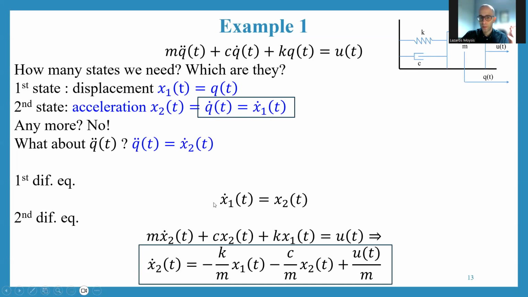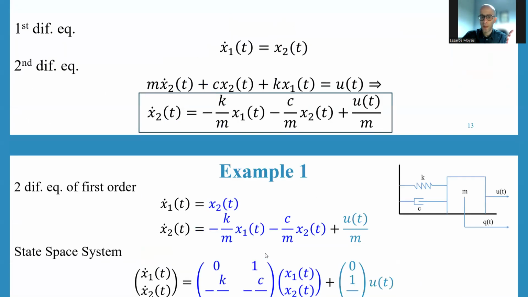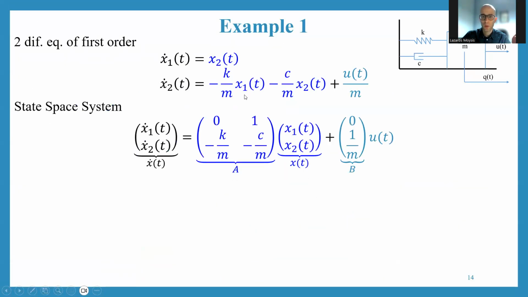This is the first one, x1 dot equals x2. And the second differential equation is this one. U remains the same. Q becomes x1, Q dot becomes x2, and Q double dot becomes x2 dot. Okay. So I only need to write these two differential equations in matrix form. Again, this is what I do here. So these are the two differential equations, and these are the same differential equations written in matrix form.